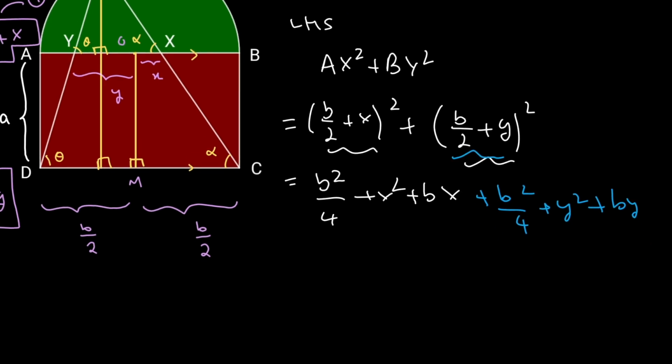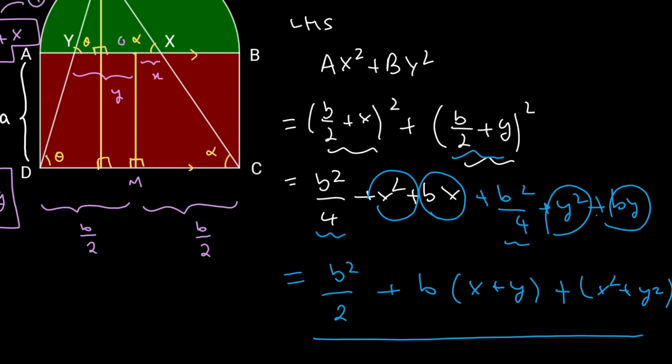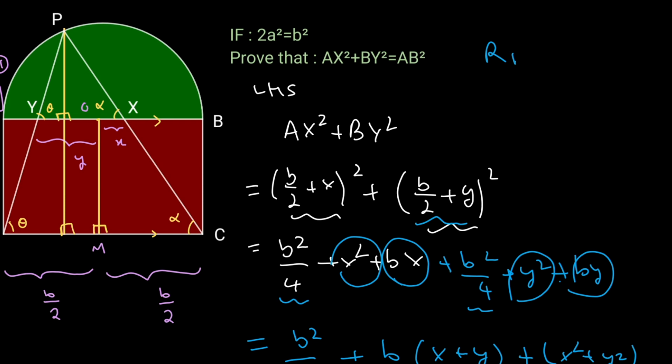Now if I simplify the like terms, first of all b square upon 4 plus b square upon 4 will turn out to be b square upon 2 plus, now we can make a pair of bx and by. We can take b common, so inside the bracket we will have x plus y, and at the end plus x square plus y square as it is. So this is the value of the left hand side, and we need to prove that this is equal to the right hand side.